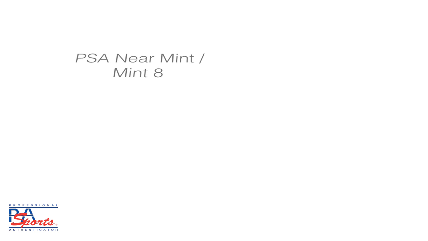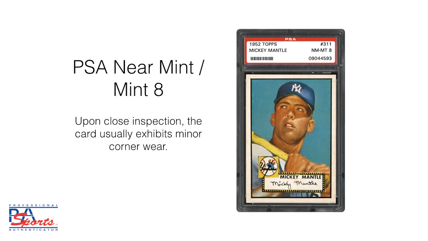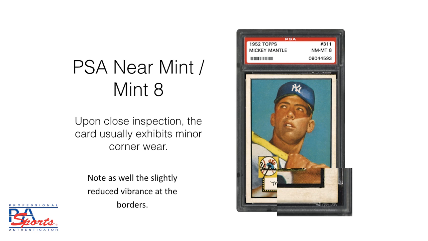Here's a look at a PSA Near Mint to Mint 8. Generally what you see on 8s, again, at arm's length, it looks like a mint card. But when you inspect it further, you will see things like minor touches on corners and maybe a loss of vibrance in the white border of the card if it happens to possess white borders like the 52 Mantle.